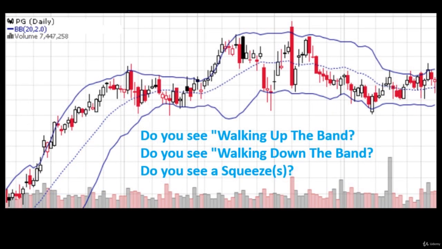Let's look at another example real quick that has a couple more examples just to reinforce this. So again, look for walking of the band. There are some definite cases where they're getting closer, touching, walking down the band more than we saw in the previous chart. And do you see a squeeze? Do you see the squeeze in there? So you might see where things are walking up and down the band here. This happens to be for Procter & Gamble, a consumer products stock.